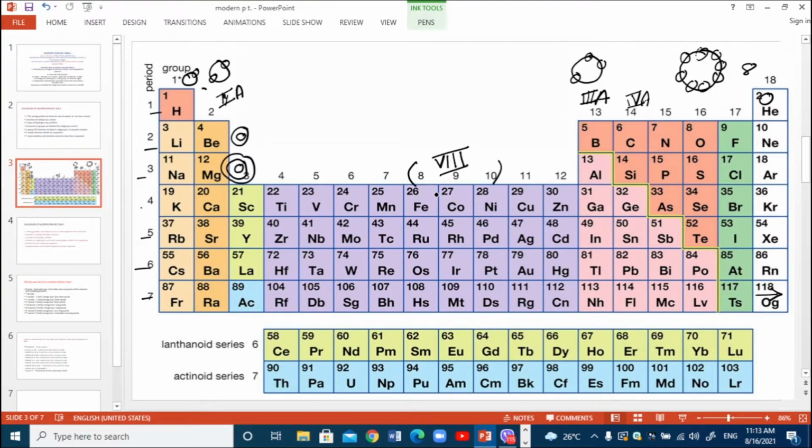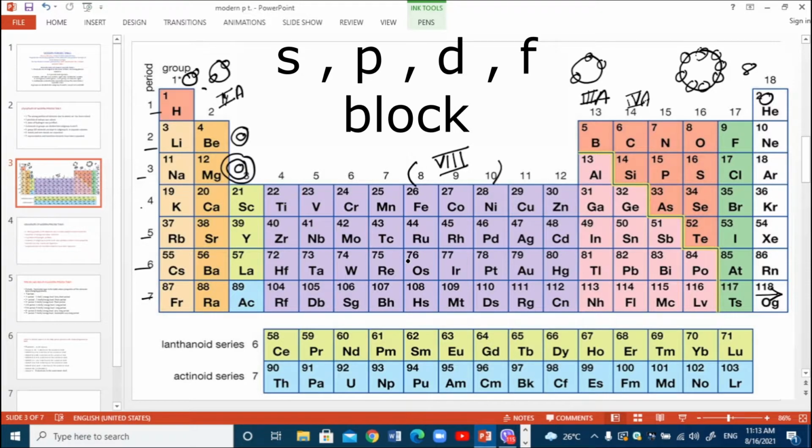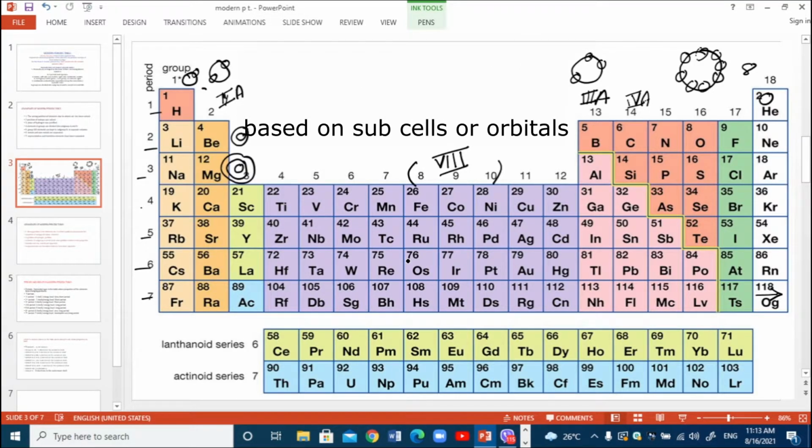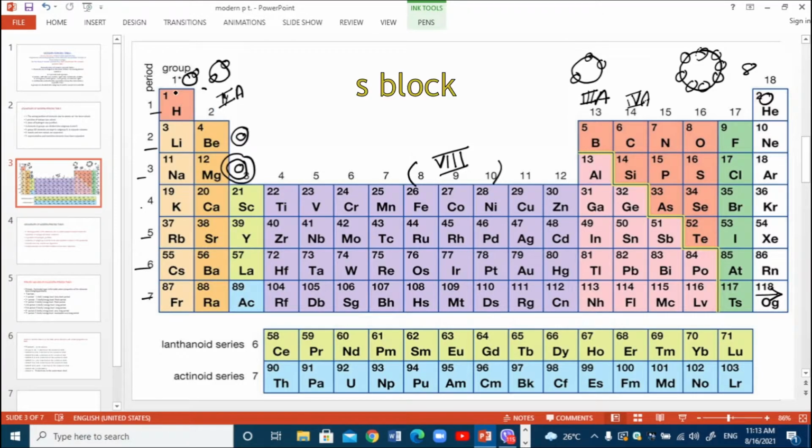So besides this classification table, the modern periodic table has 4 blocks in it. These are called SPDF blocks. These blocks are actually based on subcells or orbitals. We'll study about them later. Now you need to understand there are 4 blocks in this modern periodic table. Those blocks are S block. S block elements are group 1A and 2A.